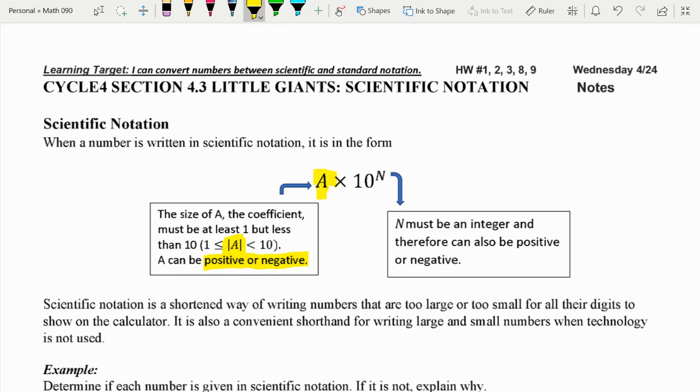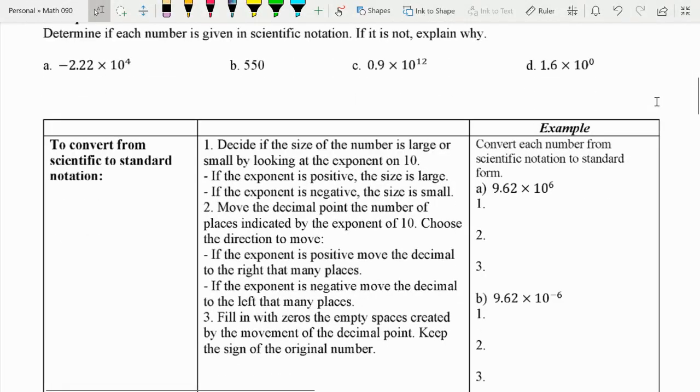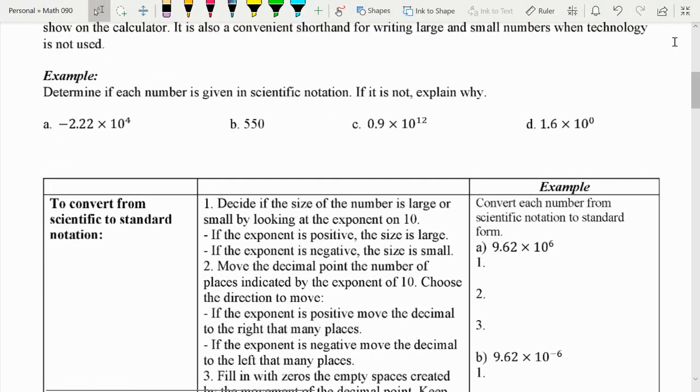And then over here, this part, n. N must be an integer, all right? That just means n has to be a whole number. It can also equal 0, but it just has to be a whole number. You guys have all seen scientific notation numbers before.